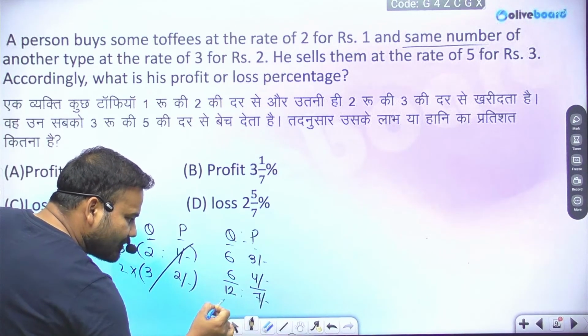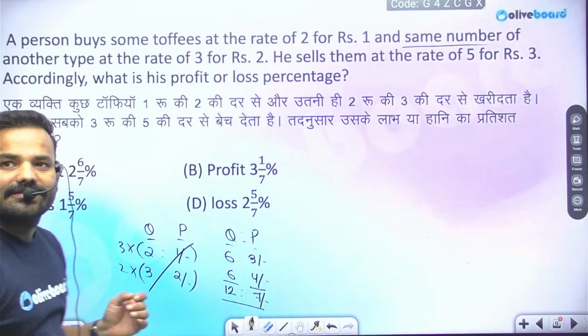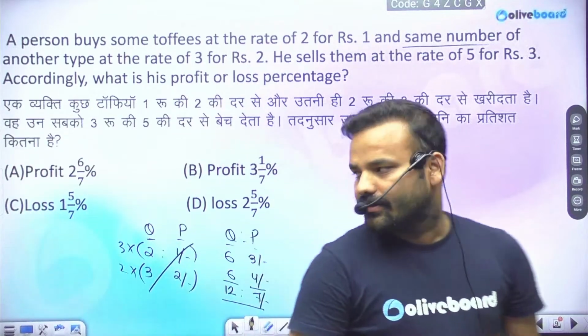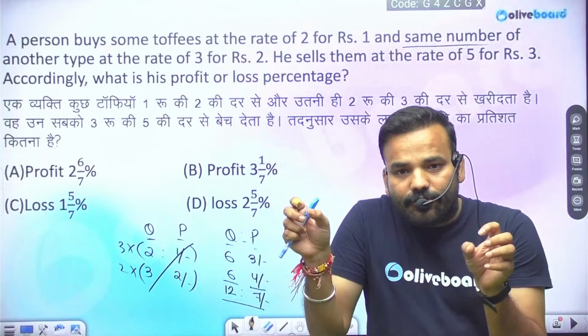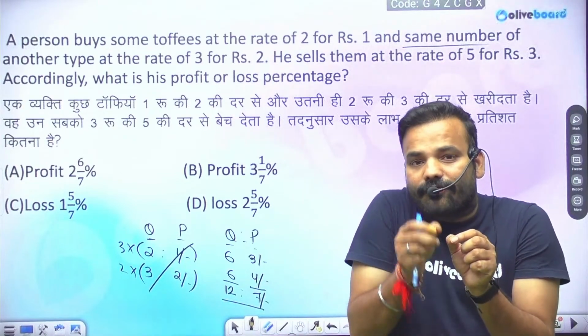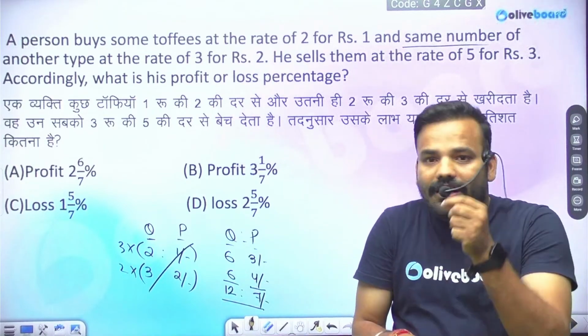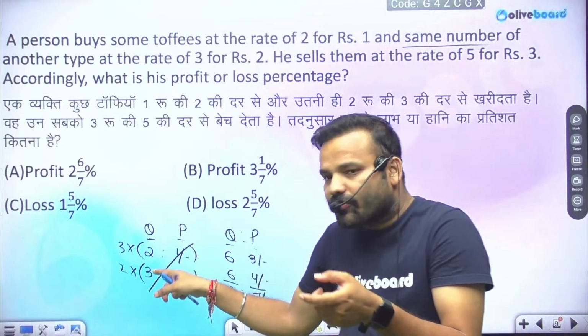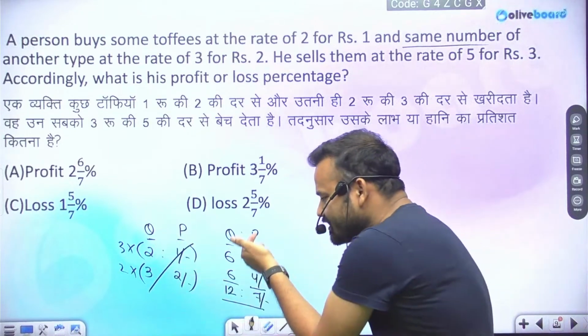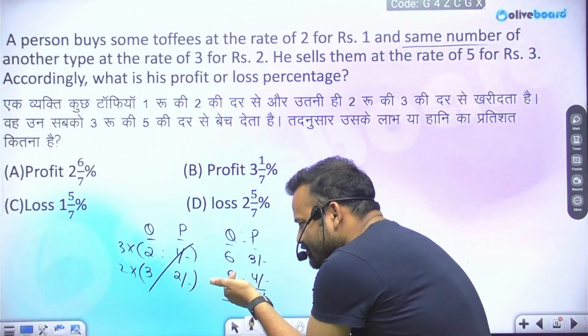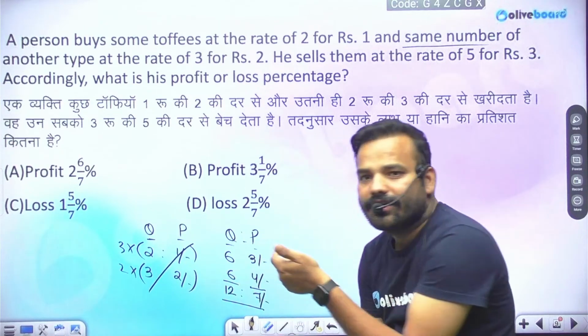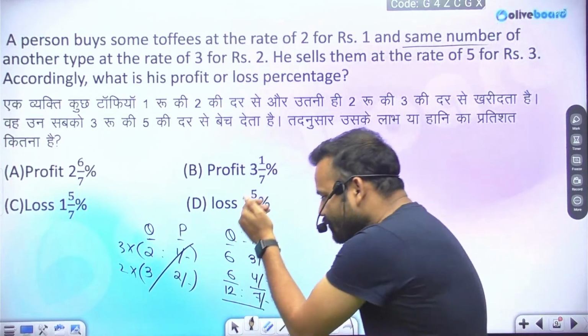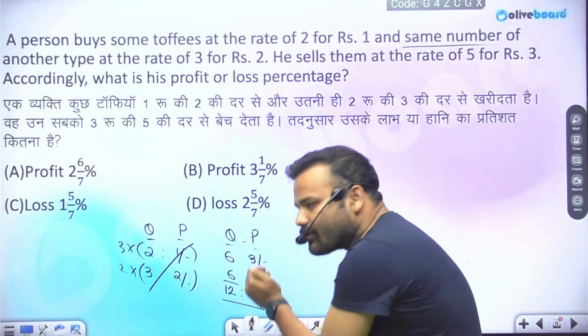That means this particular shopkeeper is bringing 12 toffees at rupees 7. This is the average cost price. He is bringing the article from 2 different places. Toffees were bought from 2 different places. So ultimately both the toffees were same, quantity was same. That means 6 cost rupees 3 and the other 6 from the other market cost rupees 4. That means he had bought 12 articles at the rate of rupees 7.